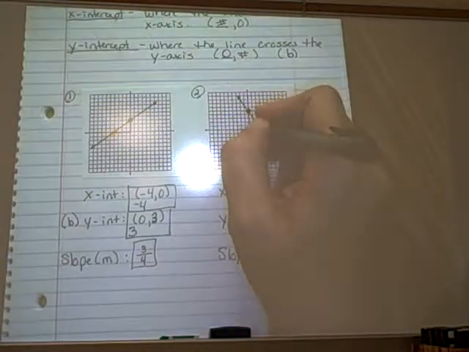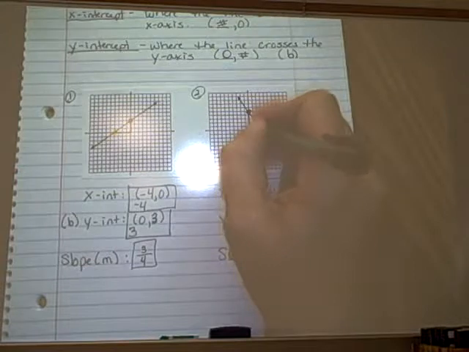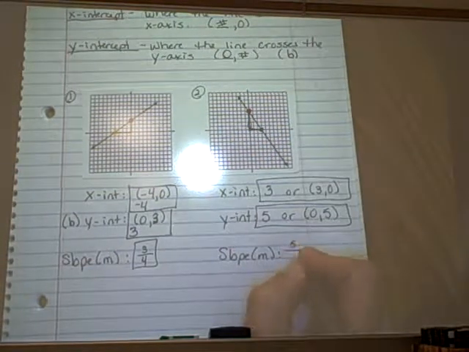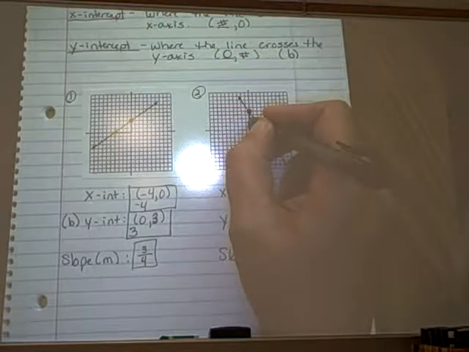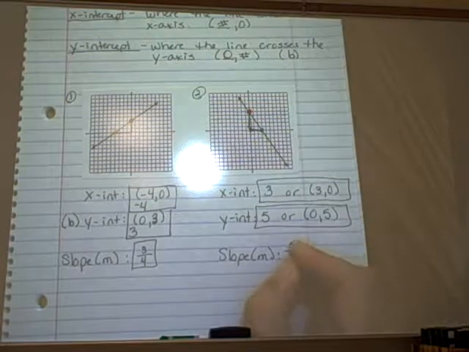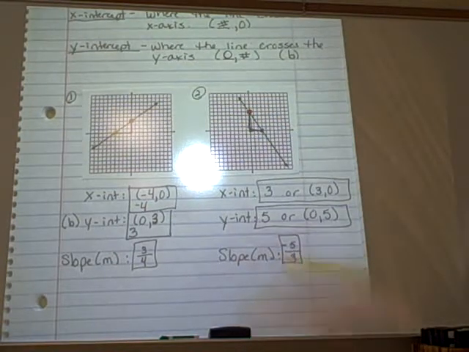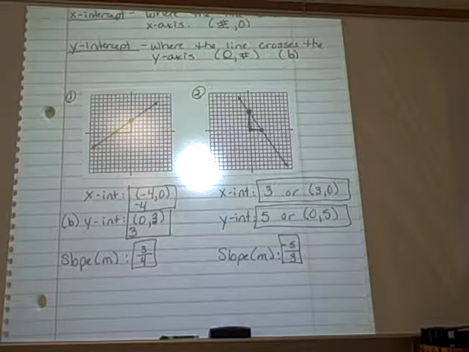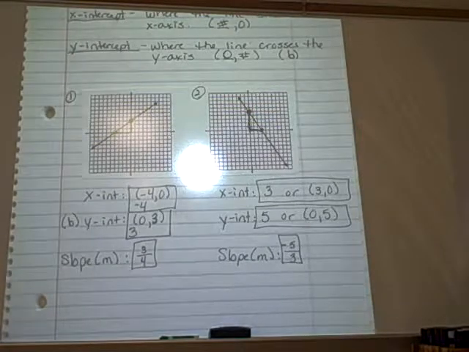So over here, up and down is 5. 1, 2, 3, 4, 5. And across is 3. But this one's negative, so put a negative out in front. -5 over 3. That's the slope for that one. Simple enough? That just kind of reviews a little bit how to find slope, looking at a graph, all that kind of stuff.